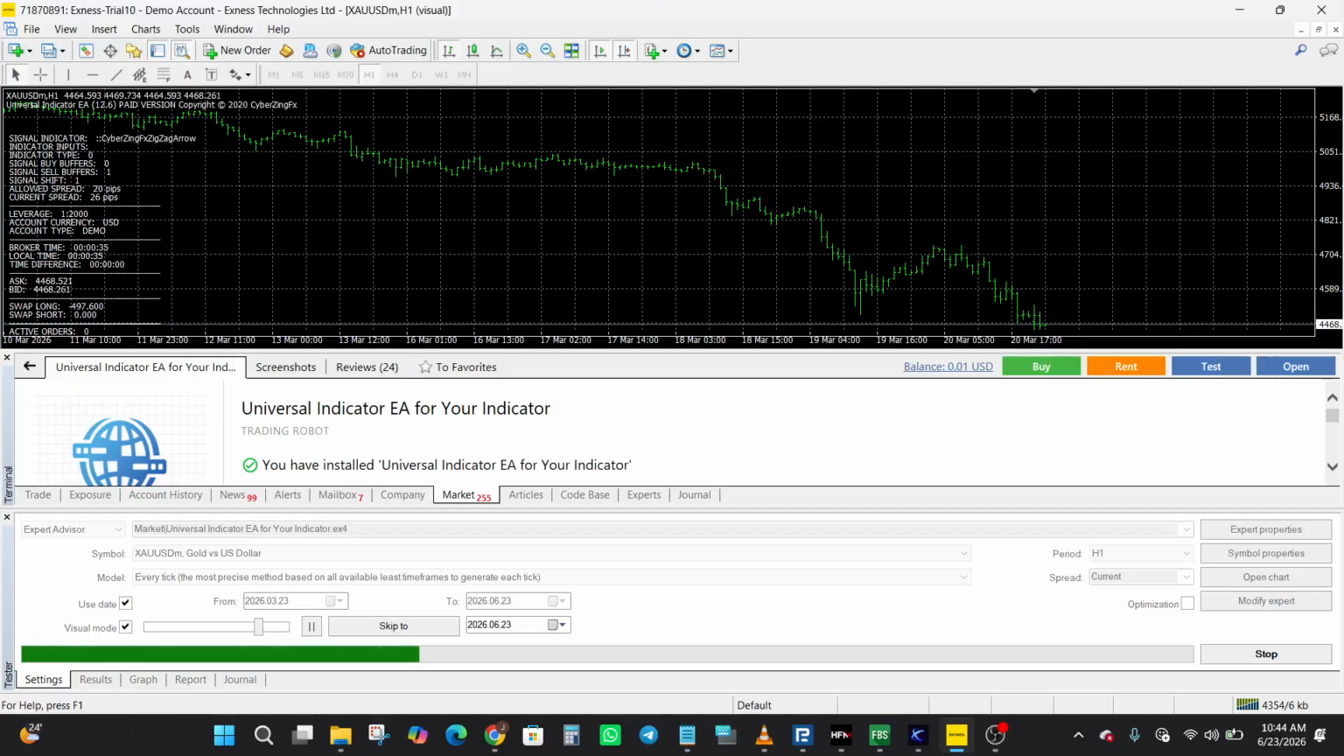Overall, the Universal Indicator EA for your indicator offers a highly flexible way to automate indicator based trading systems without coding. Its ability to work with custom indicators, indicator buffers, and chart objects make it a versatile solution for traders who want to transform manual indicator signals into automated execution. As always, thorough testing and optimization should be completed before considering any live deployment.